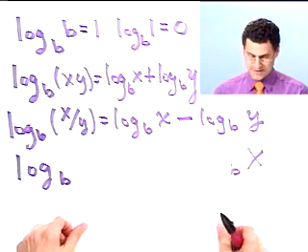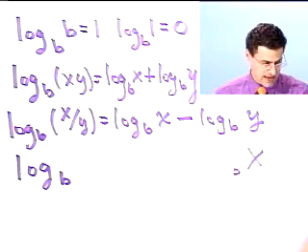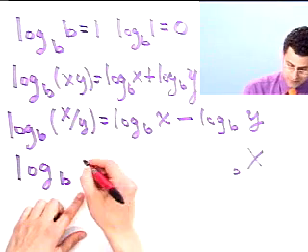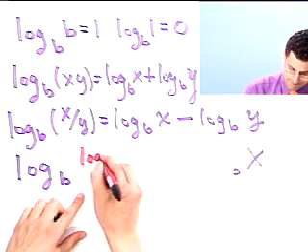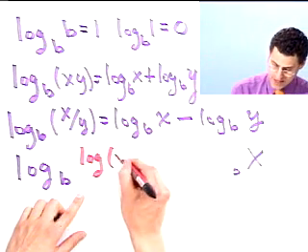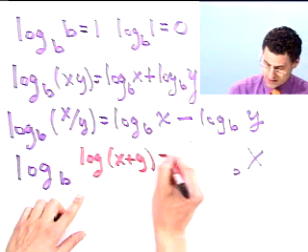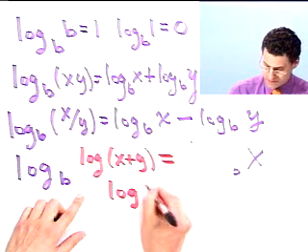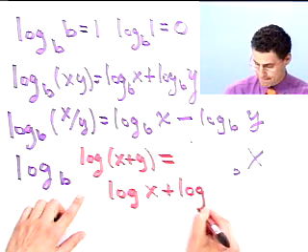Before I go on and start showing you how to use them, I want to show you two really, really popular wrong formulas. These are formulas that people love to use despite the fact they are false. So the first wrong formula is the following. This is a classic, by the way. This is an absolute classic. Log of x plus y equals log of x plus log of y.